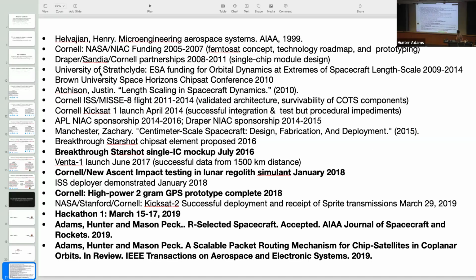And it's worth clarifying that, as with anything, this kind of work does not occur in a vacuum, and I'm far from the first person to think about chipsats or small spacecraft. This is a collection of some of the publications related to chipsats, and I'm just indicating that I'm contributing to a train of thought that's been occurring for a long time.